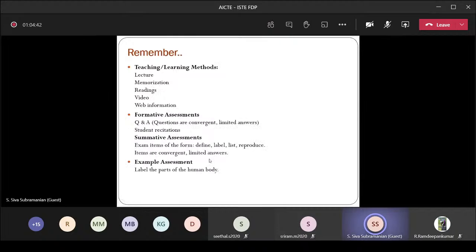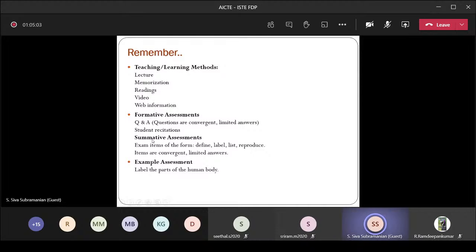What are the methods that you can use to demonstrate this remember skill? Something like the lecture method, the memorizing method. You let the students read on their own in the library, so that they can read and remember. You show them a video, they will remember. You give some website, they will Google it, and then they can remember.